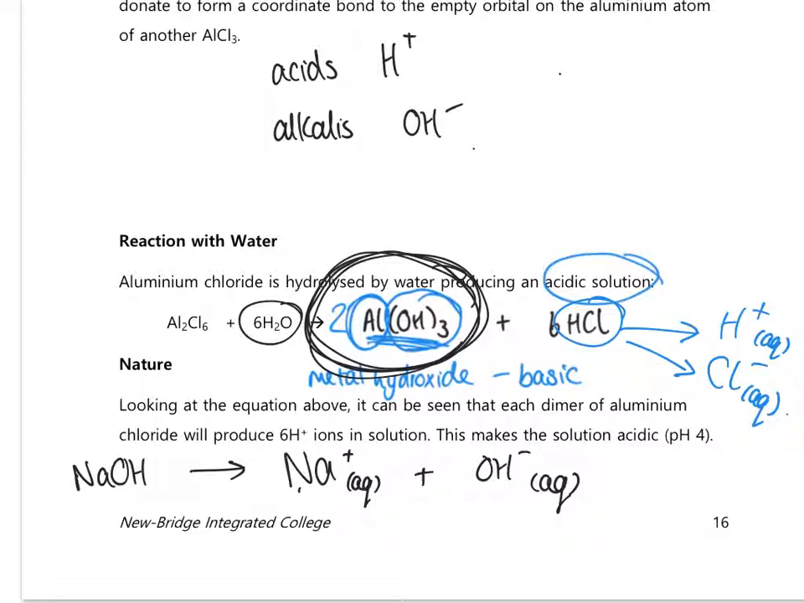So to make a solution alkaline, you need the hydroxide ions to be dissolved in solution. But with aluminium hydroxide, because it's insoluble, it does not dissolve in water. So I just produce the aluminium hydroxide, but it can't actually dissolve in the water to give me my hydroxide ions. Is that okay? Whereas hydrogen chloride is soluble in water, so it will give me my H plus ions, which makes it acidic.